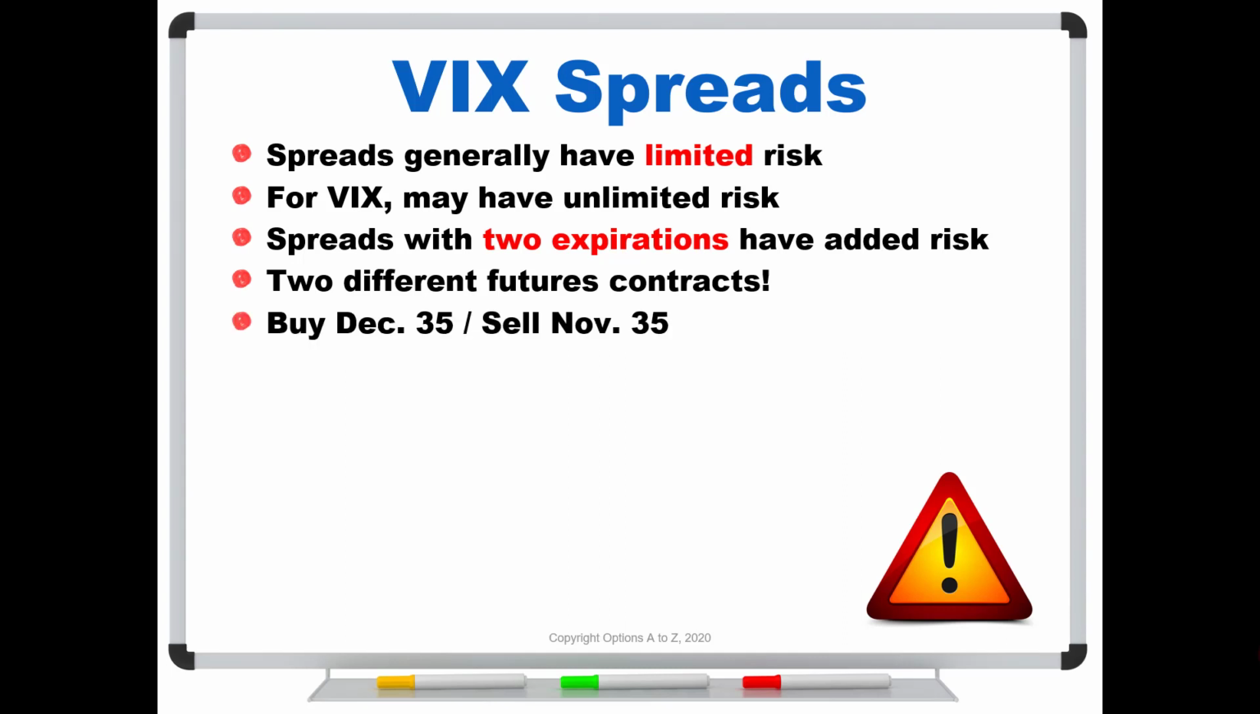So for instance, let's say that you buy the December 35 strike and you sell the November 35. Here we have the same strike, 35, but we have different expirations. This is the trap that I'm talking about. This is a calendar spread or a time spread. And normally if we bought the December and sold November, it would cost us a debit and that would be our maximum loss. But that would be true for the stock market, but not for VIX.